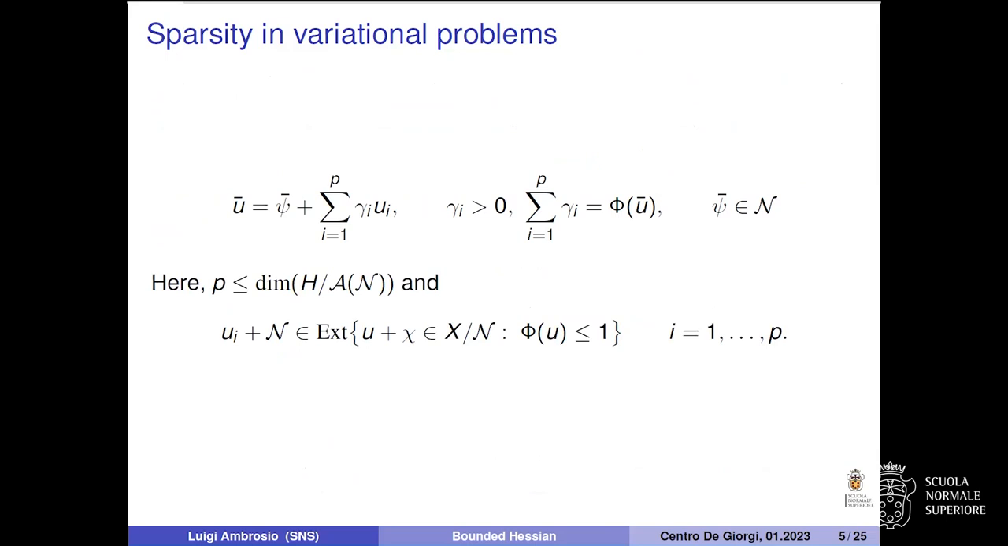In fact, this is the formula I already saw in words. Again, modulo this null space, which is relevant for many applications, although it complicates the matter a little bit. We are saying here that the u_i are extreme points modulo, let's say in the quotient space, if you like, for the phi energy, for the unit ball of the phi energy.